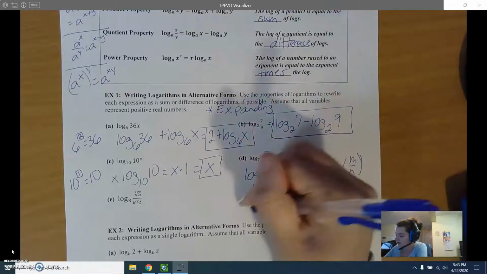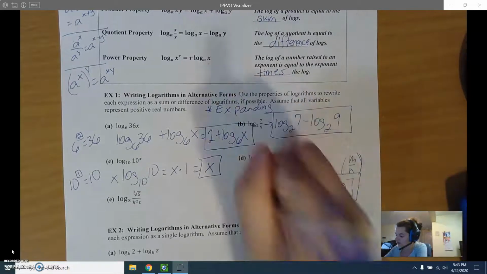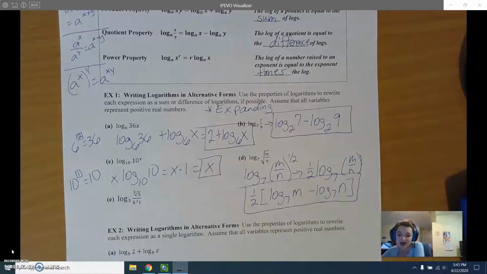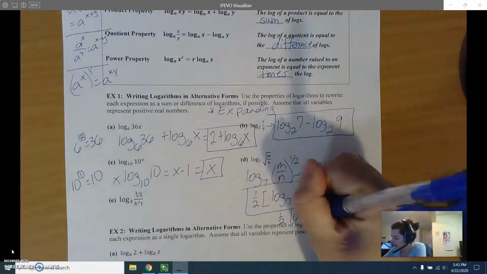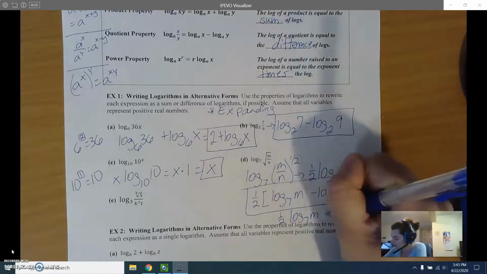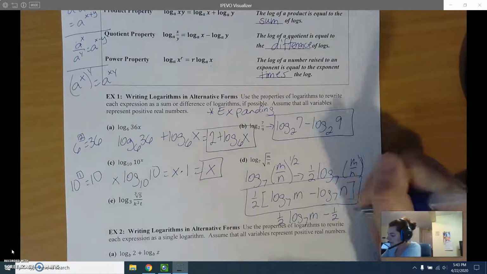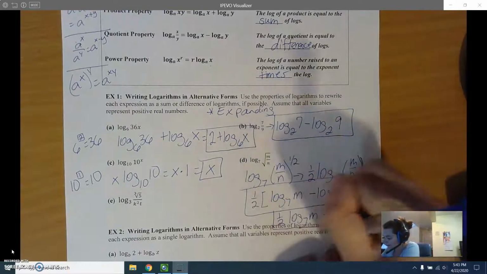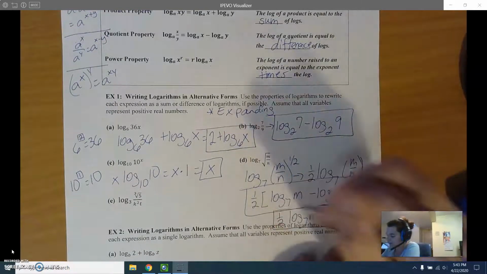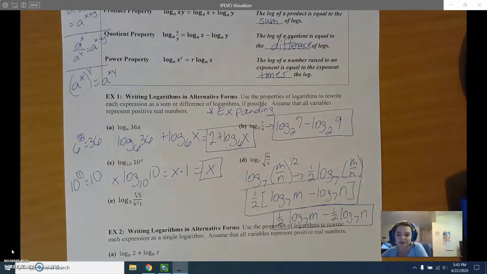And you can keep it like that if you'd like to. You can also distribute the 1/2 if you'd like to. So you could also write this as 1/2 log base 7 of m minus 1/2 log base 7 of n. My math lab should be okay with either format, but you never know. Sometimes it's picky. Okay? So if it's picky, let me know. But that's what that looks like. Okay? Let's do another one.